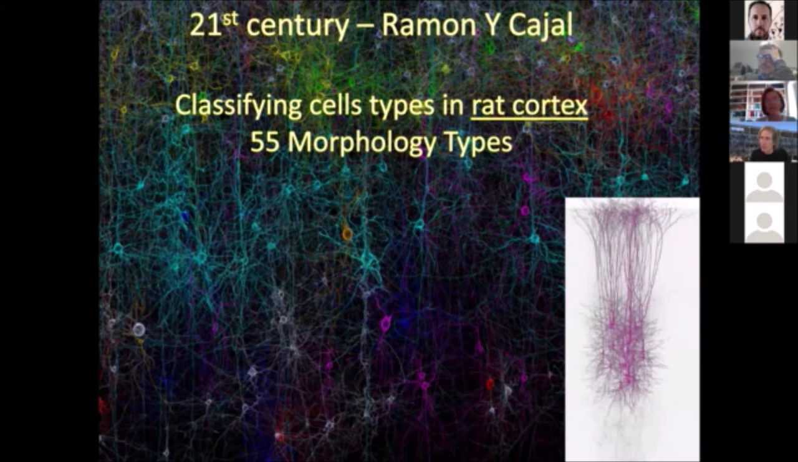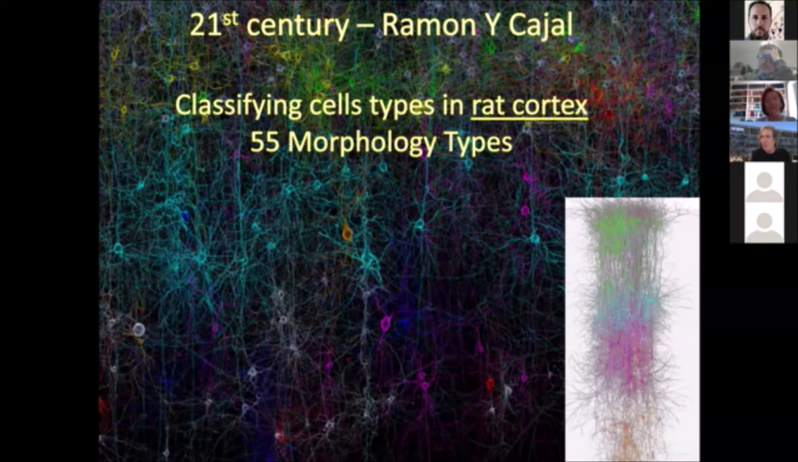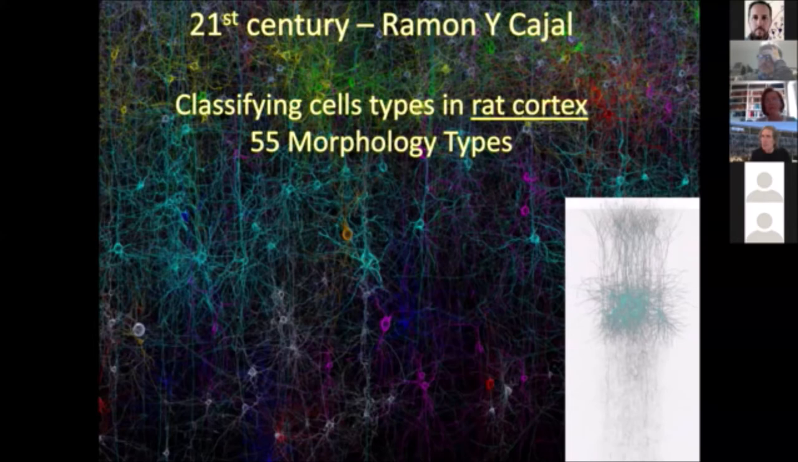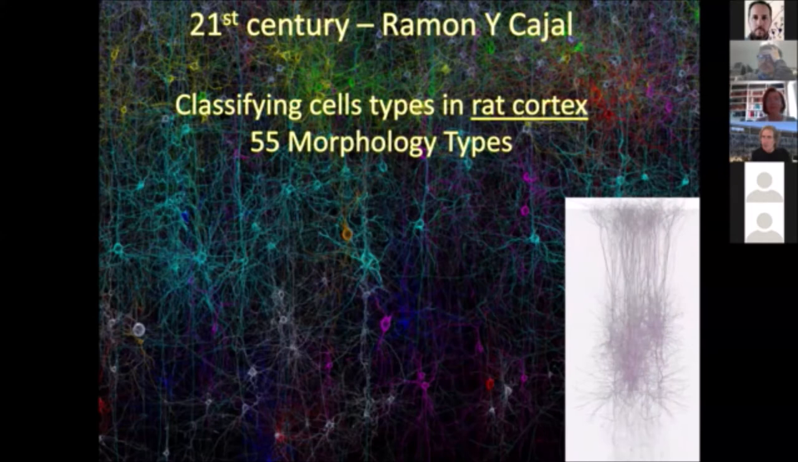And each type is apparently important for a specific function, especially in diseases. You know, when one type of cell dies, you can see an appearance of a disease, let's say like Parkinson's in the case of dopaminergic cells. So cell types are also a very important thing.